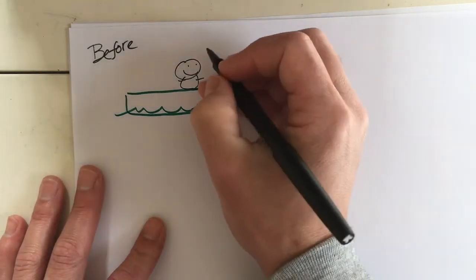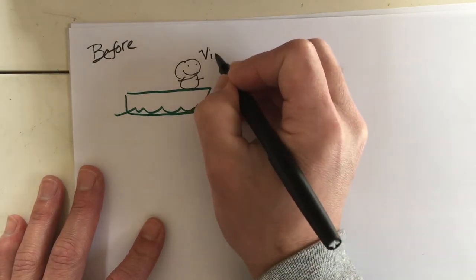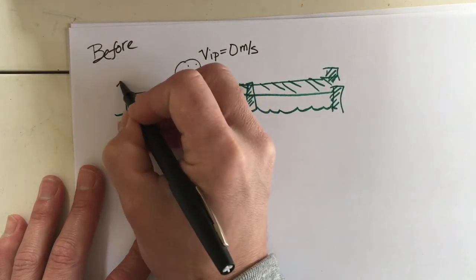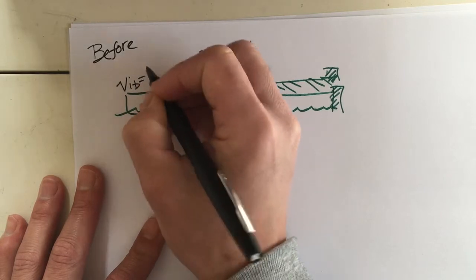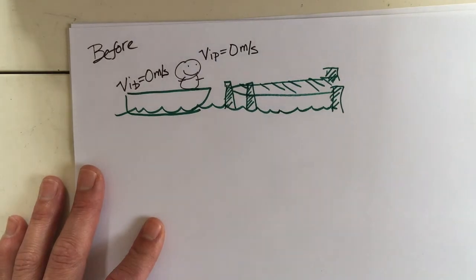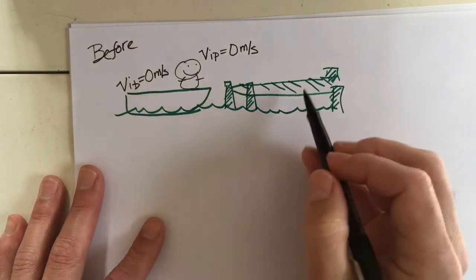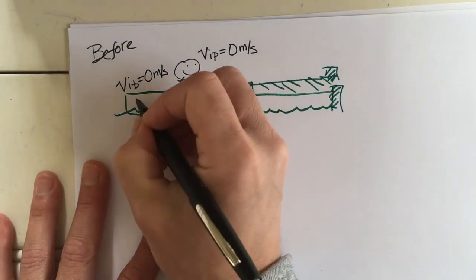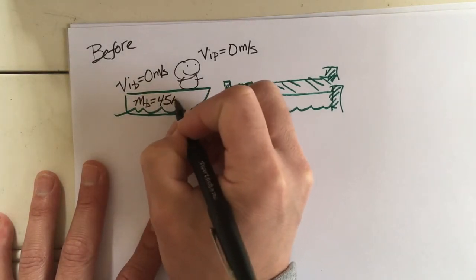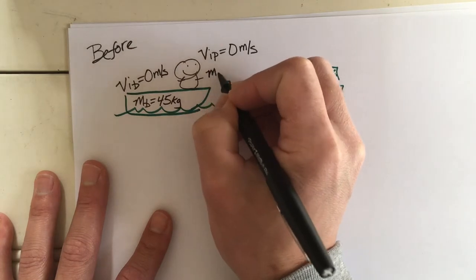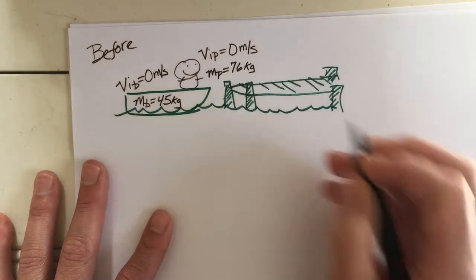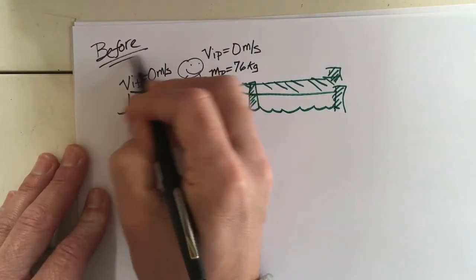Okay, so initial velocity of the person is going to equal 0. Initial velocity of the boat is also going to equal 0. And that's it. That's what I have for initial. Mass of the boat is going to equal 45. Mass of the person is going to equal 76 kilograms. All right, so very simple for the before drawing.